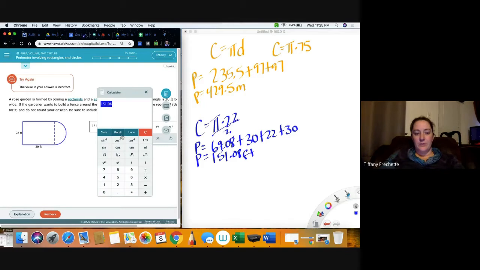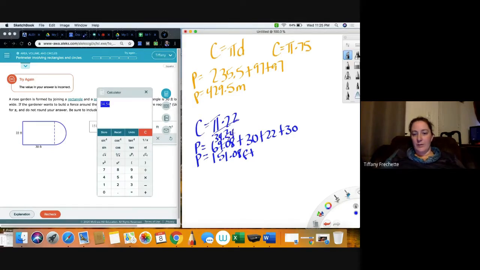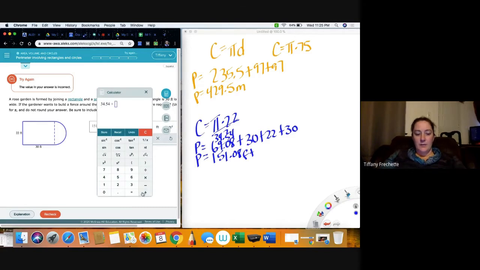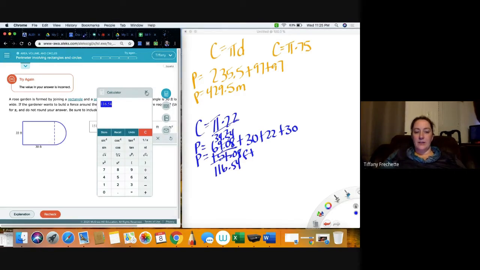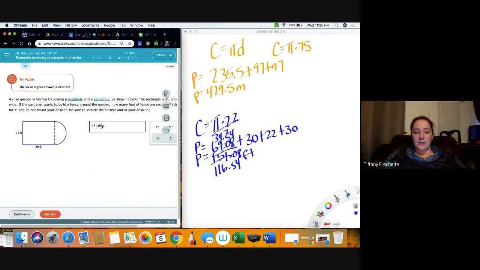So we have 3.14 times 22 equals, and then divided by 2. So this should have been 34.54. And then plus 30 plus 22 plus 30. All right, so we should get 116.54. So oops, I accidentally added the entire circle in as part of my answer. So I forgot to divide by 2. So it's very important to make sure that we do that division part.